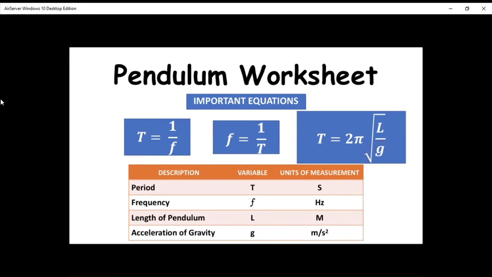If we're on Earth, and I'm not actually asking you to find the acceleration of gravity, we'll use G as 10 meters per second squared. All right, let's get started.